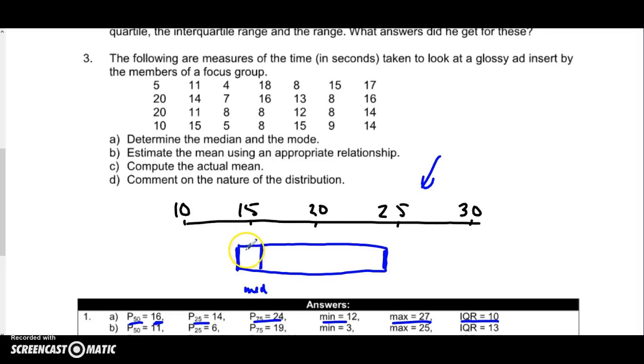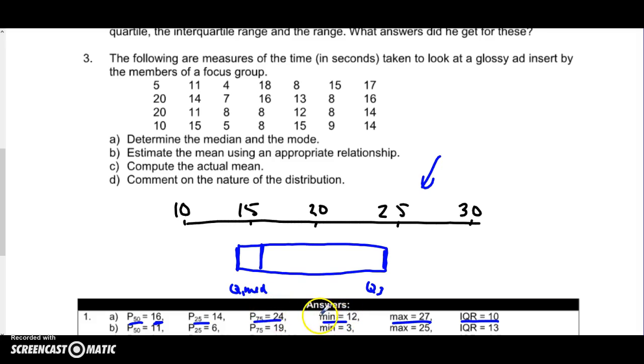So here's Q1 and Q3. In the middle is the median. This is the 25th percentile, the 50th percentile, the 75th percentile. There's your box. And this is really easy.